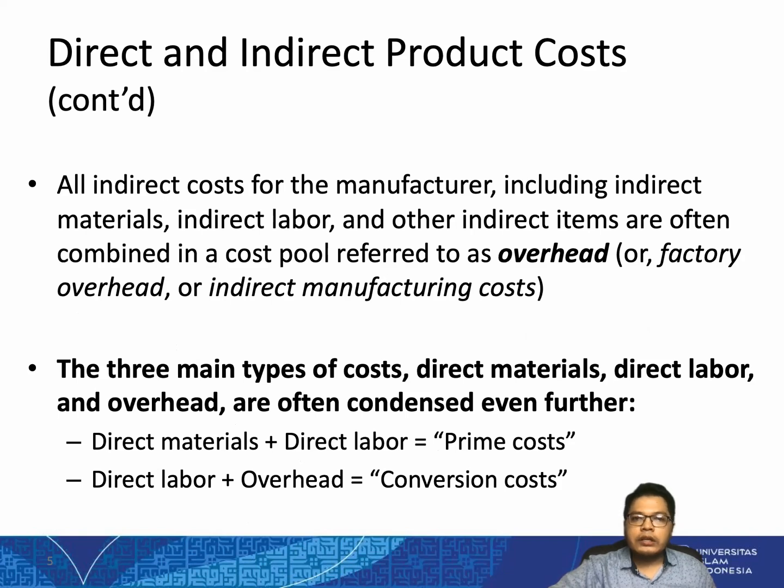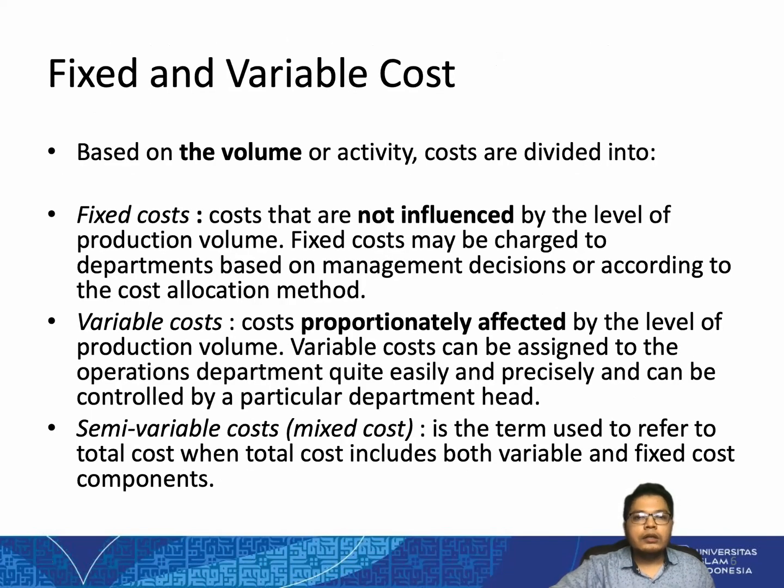Some references also have further classification, like this one. Direct material plus direct labor, they call prime cost. Direct labor plus overhead, they call conversion cost. So this is also possible. Now there is also classification based on volume or activity.